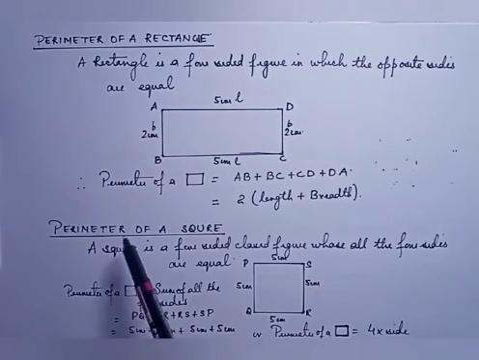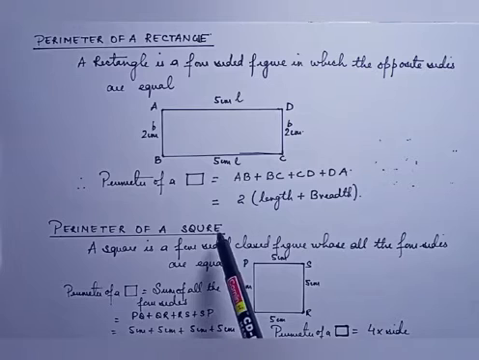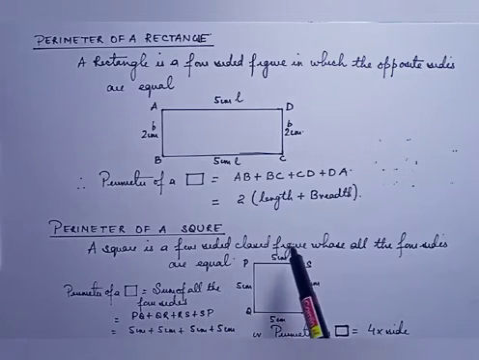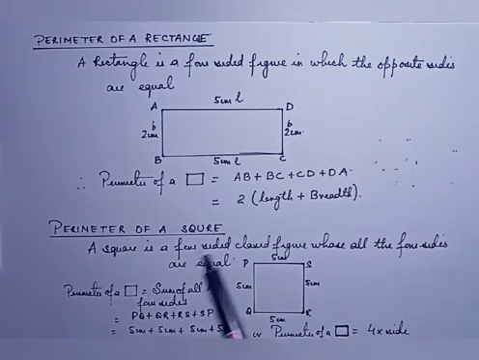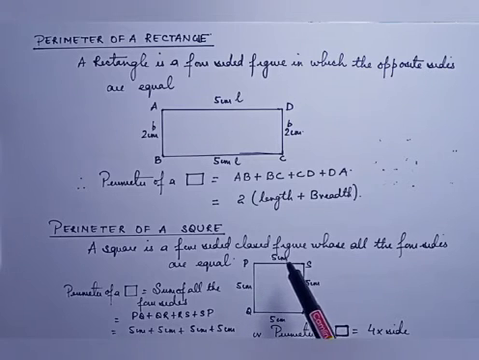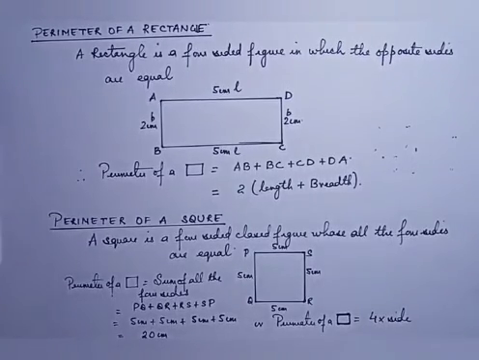Let us move to another topic, that is perimeter of a square. What is a square? A square is a four-sided closed figure whose all the four sides are equal. Over here I have drawn a figure of a square. It is a four-sided closed figure whose all the four sides are equal. So the perimeter of a square can be taken out by the formula sum of all the four sides, that is PQ plus QR plus RS plus SP. So the distance of each side is given to you as 5 centimeter. So if we are going to add the distance, it will come 20 centimeter.